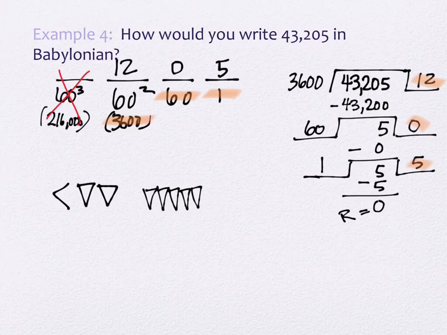Okay, any questions about the Babylonians? Hallie first. Going back to the division, the second step, where you divide by 60 and 0, where does the 0 come from? Well, just that 60 doesn't go into 5. This is the number that goes into it. So 3,600 goes into 43,000 12 times. 60 goes in 0 times. 5 went in 5 times, or 1 went in 5 times.